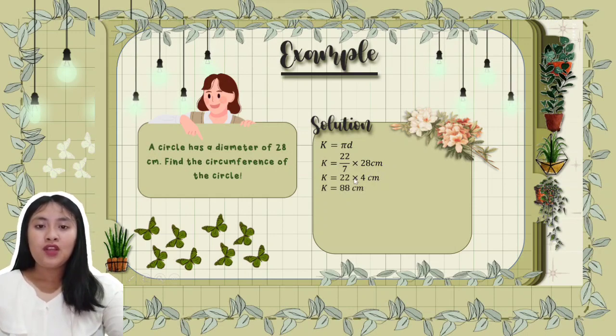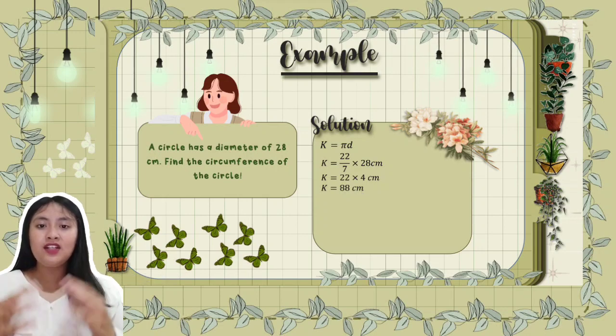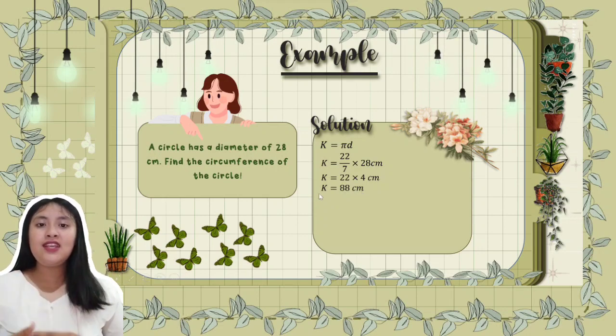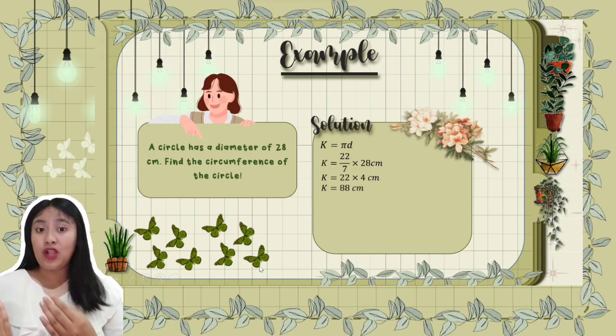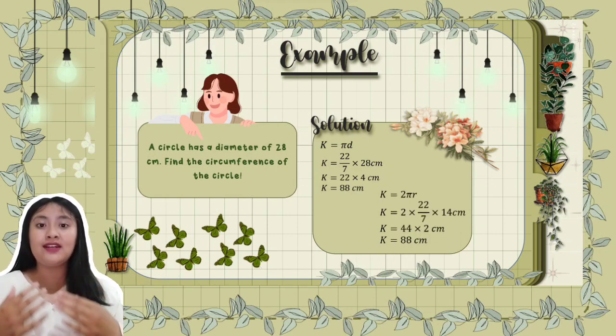So, we can get K equals 22 times 4 cm. So, we can get K is 88 cm. So, we get the circumference is 88 cm. We can try to use the other formula and we get the same result.